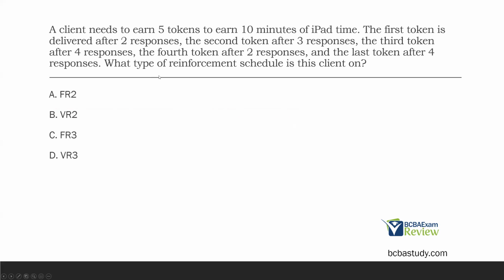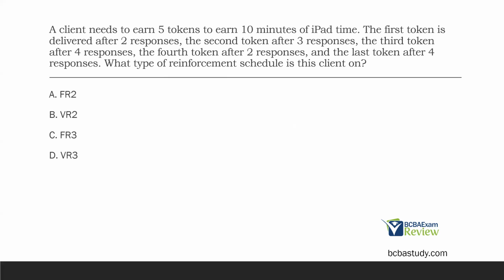The client needs to earn 5 tokens to earn 10 minutes of iPad time. The first token is delivered after 2 responses. The second token after 3 responses. The third token after 4 responses. The fourth token after 2 responses. And the last token after 4 responses. What type of reinforcement schedule is this client on?